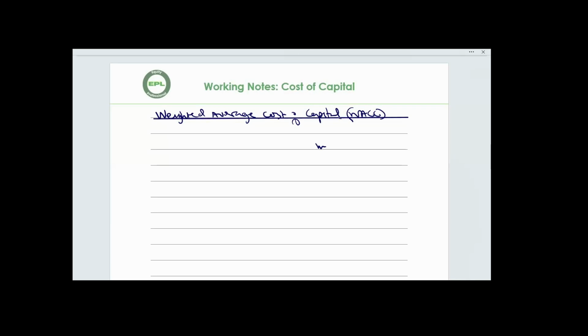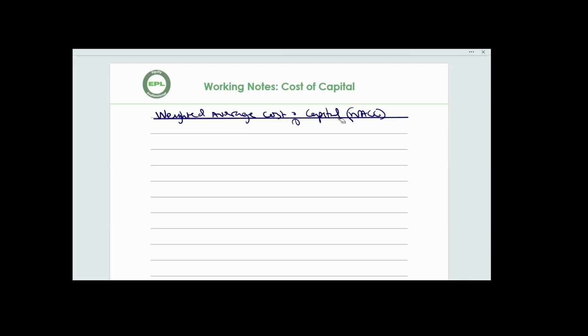Specifically, I mentioned to you that whenever you want to compute traditional WACC, there are 4 procedures you are expected to follow. Step 1 is to calculate cost of equity. Step 2, determine cost of preference share. Step 3, you compute cost of debt. And finally, step 4, you estimate weighted average cost of capital.